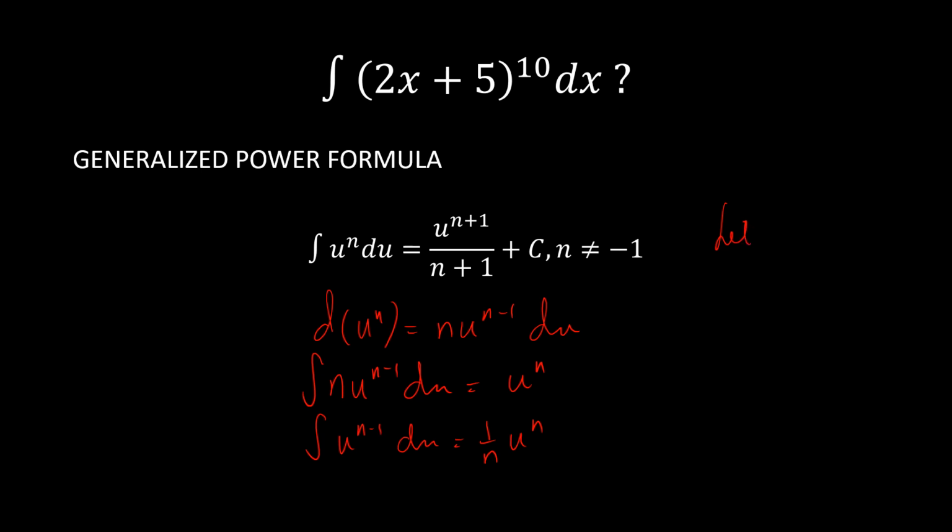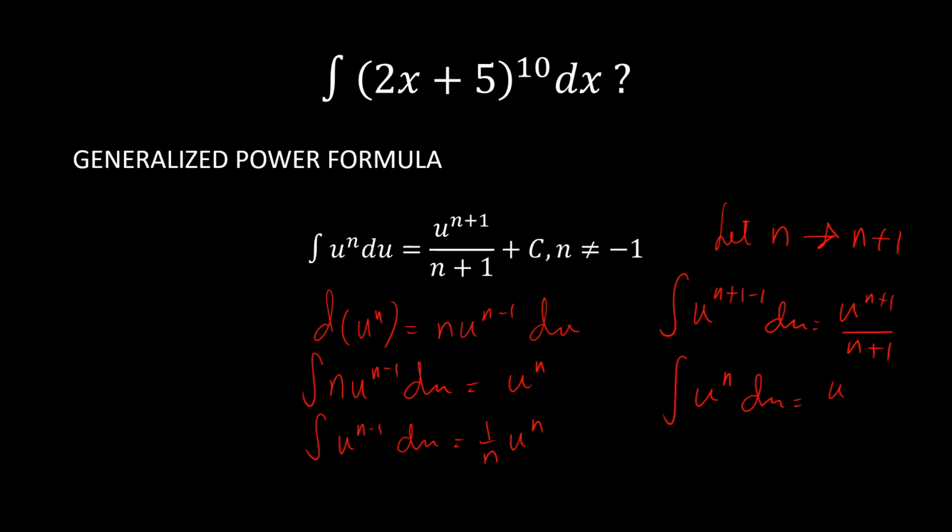Now, we let n be equal to n plus 1. So all occurrences of n are replaced by n plus 1. So we write the integral of u to the n plus 1 minus 1 du equal to u to the n plus 1 over n plus 1. And u to the n plus 1 minus 1 is of course u to the n, du equal to u to the n plus 1 over n plus 1 plus the constant c. Thus we have the generalized power formula.